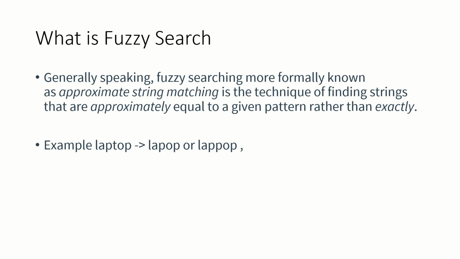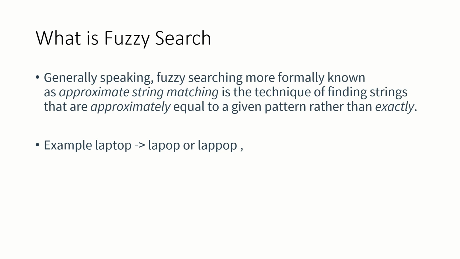Let's say you want to search for laptop and you miss the T out of it, or in place of T you put P. So the term becomes something misspelled, still it will give you the exact result of the laptop. So this is called the fuzzy search.